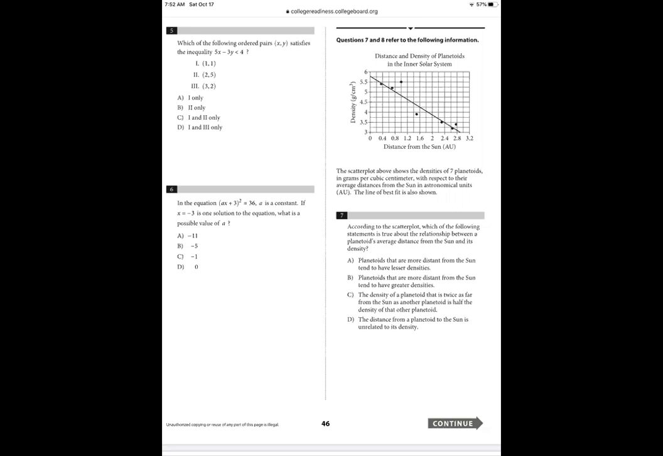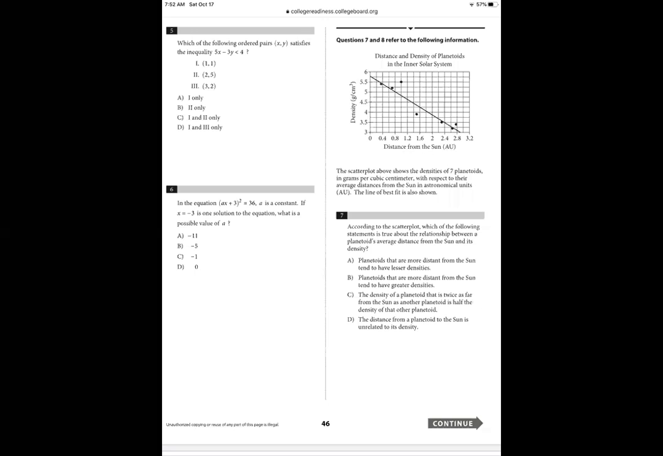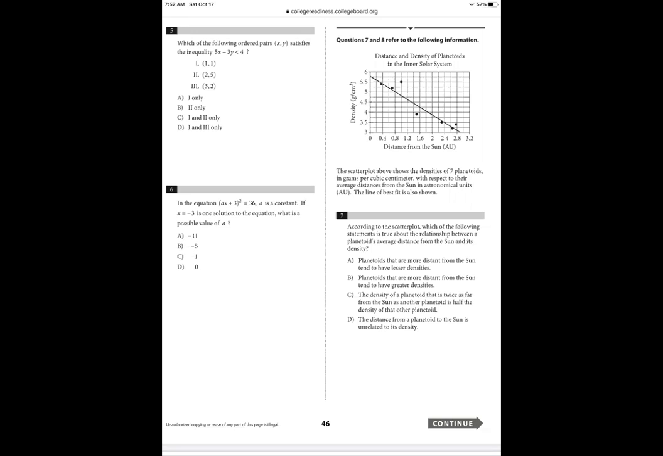So please pause this now and give these 3 problems a try if you would like to do so without hearing any hints. I'm going to go ahead and give a brief hint for each and then go over them in more detail. For number 5, this is basic substitution. You are going to plug in your values from the ordered pairs for x and y and see which ones make the inequality true. For number 6, very similar approach. You're going to plug in your value for x and then solve the equation for a.